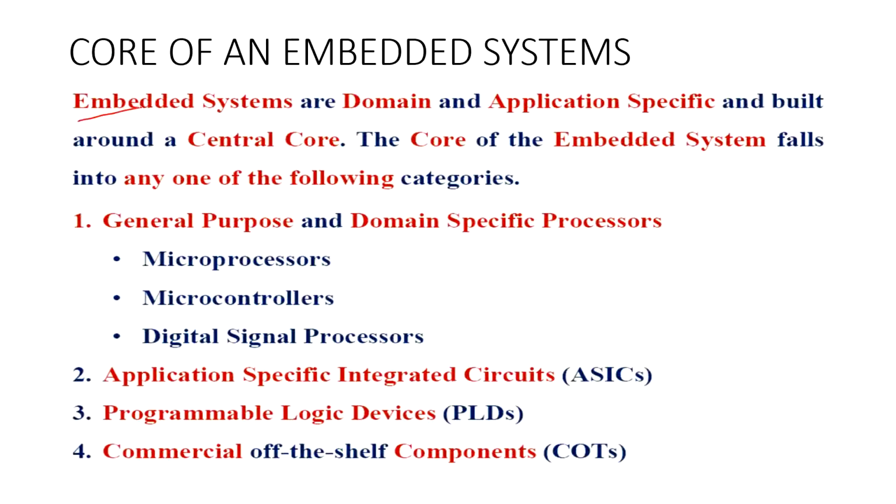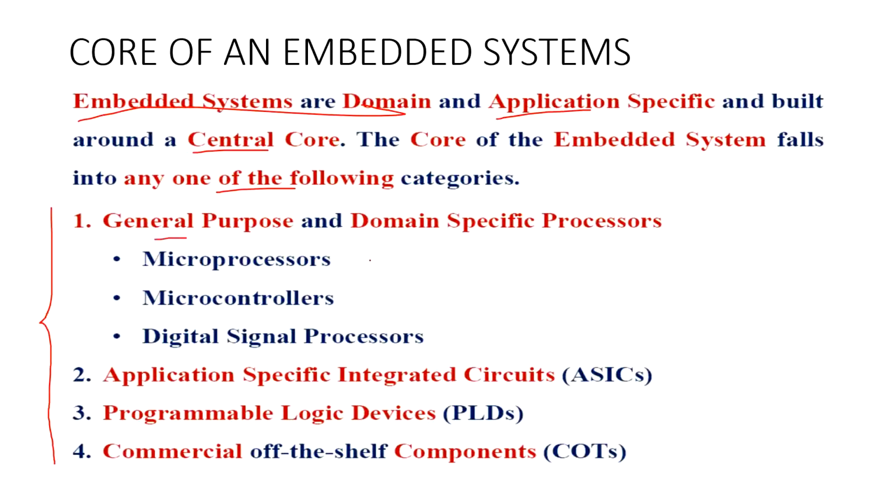Embedded systems are domain and application specific, right? So normally embedded systems are considered as two types: one is domain specific, the second one is application specific, and they are built around a central core. The core of an embedded system falls into any one of the following categories. So these are the four categories into which the core of an embedded system will fall.